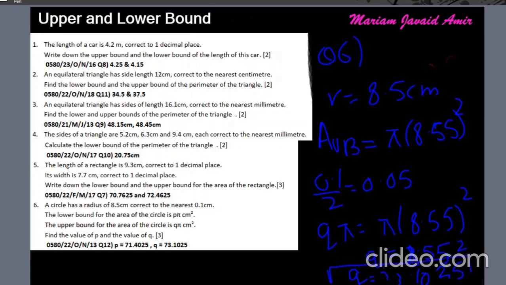Okay. Next we have to find the value of p. So p pi equals the lower bound area. The lower bound for the radius will be 8.5 minus 0.05, which will be, let's just do it to be sure, yes, 8.45. So p is simply 8.45 squared. So 8.45 squared is 71.4025. So this is the answer for p.